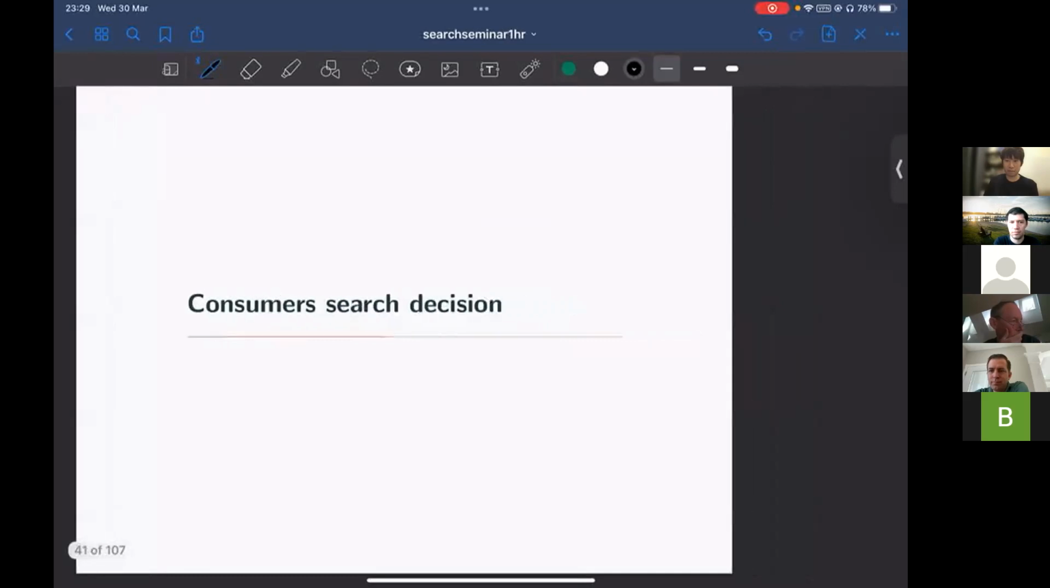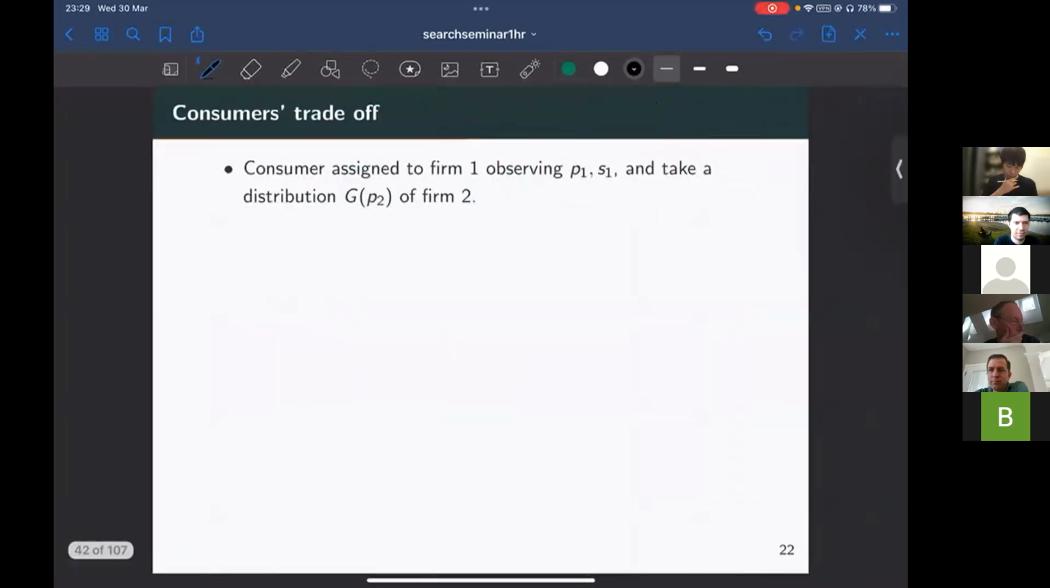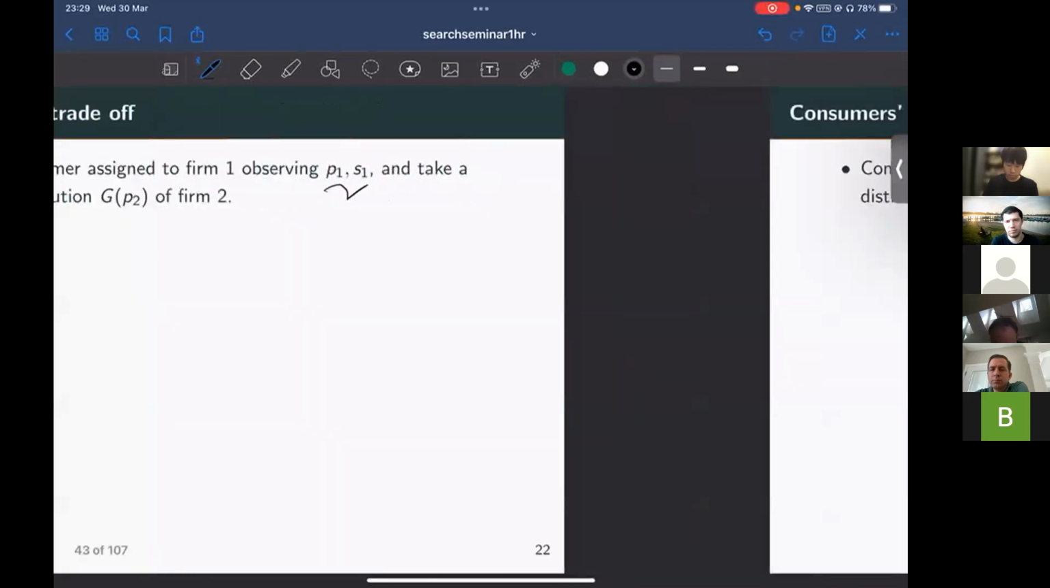No? Okay. All right. So to start with, we're going to look at what consumers' trade-off is when they decide whether to search for more information about one product, or more superficially about two products. So suppose that a consumer assigned to firm 1 observed P1 and S1, and then takes the distribution of P2 of firm 2.